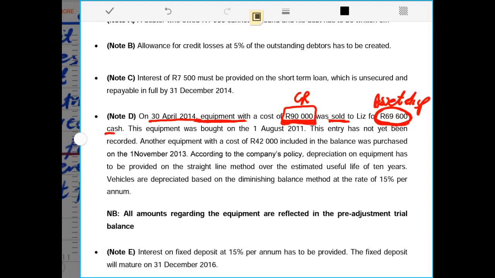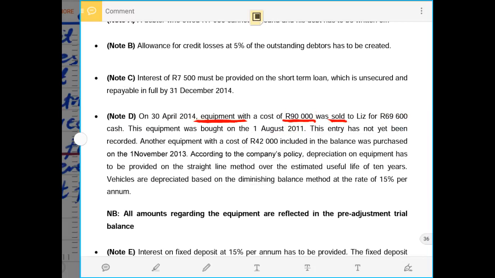That means the contra entry under the asset disposal, 69,600, will be recorded as the bank because it was a cash disposal. This equipment was bought on the 1st of August in the year 2011. That is very, very important. It was bought on the 1st of August in the year 2011.